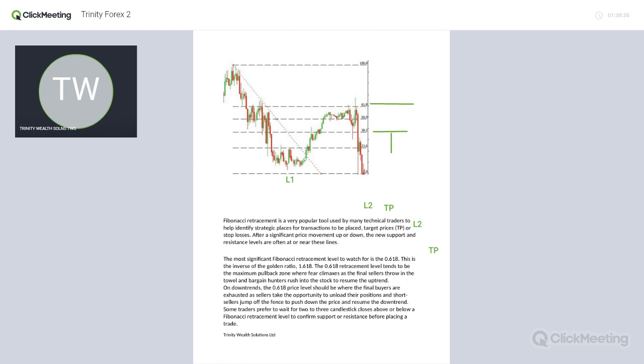If it retraces deeper, the next low is likely to be just a few pips away from the previous low. So you have to be careful where you place your take profit. You can actually put maybe your TP here.